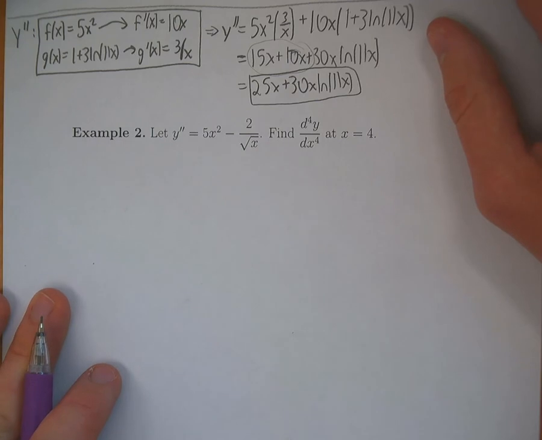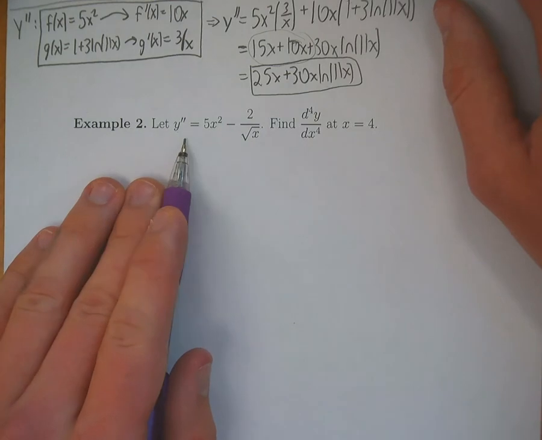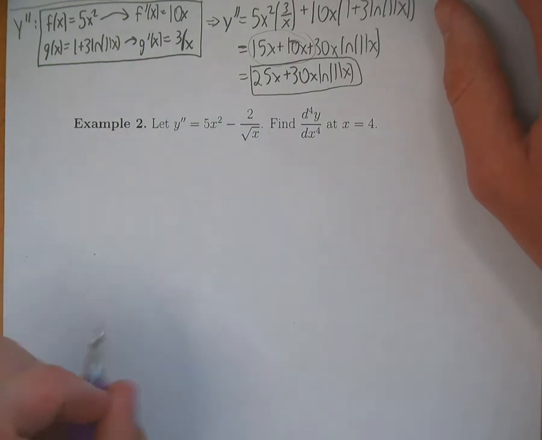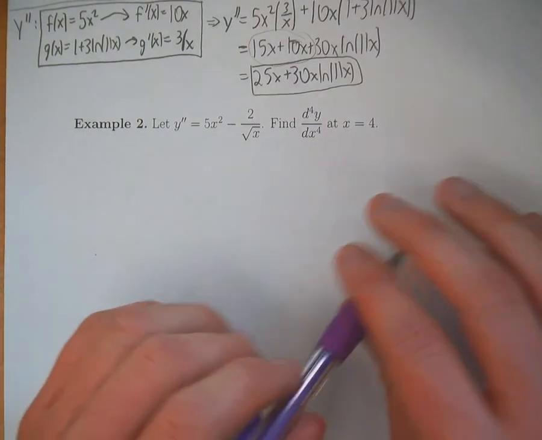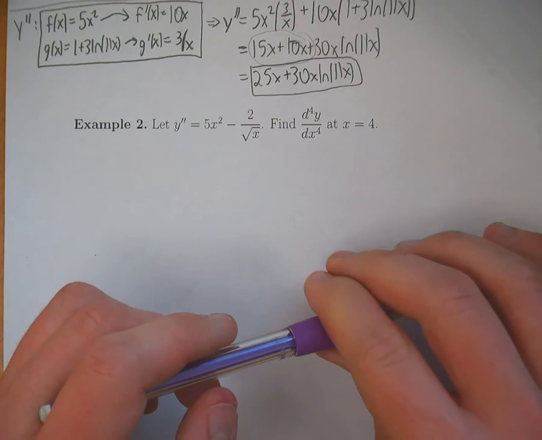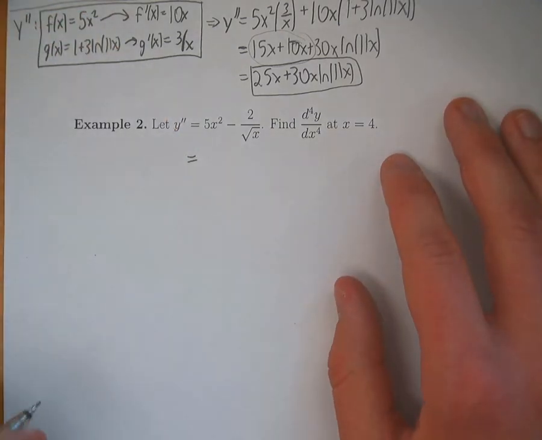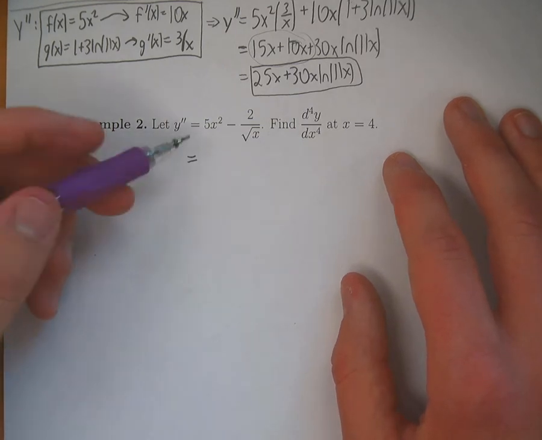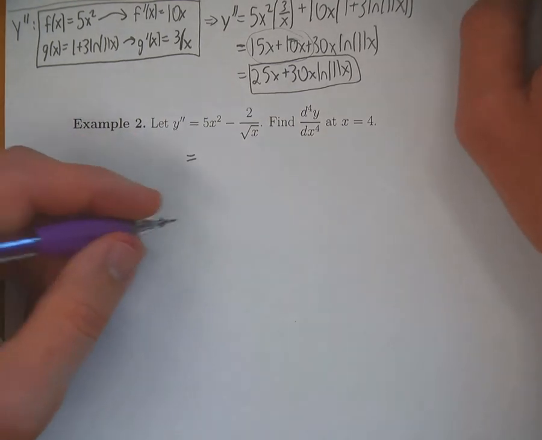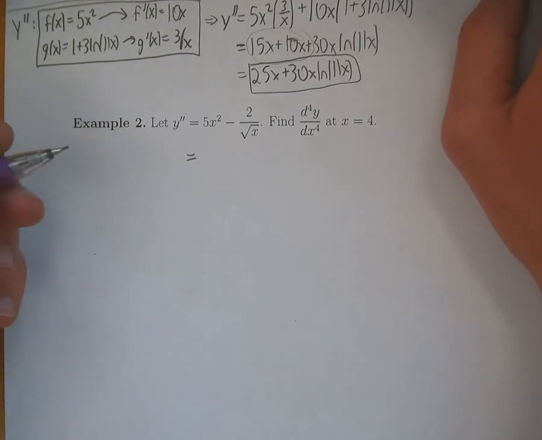All right. So now let's move on to example 2 here. So here we're given some function whose second derivative is 5x squared minus 2 over root x. And we're asked to find the fourth derivative evaluated at x equals 4. Okay. So in this case, it's basically the same idea as the last example, except now we just have a different function to work with. So before we start differentiating, it might help to rewrite this in a way that's a bit easier to work with regarding derivative computations.